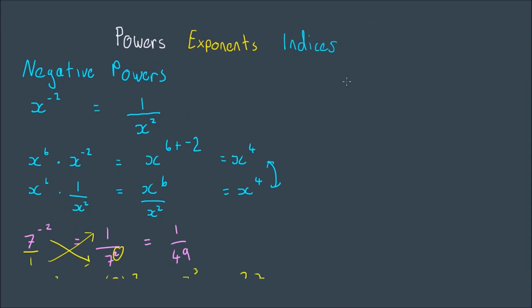Right, here's our rule. X to the power of negative a is just 1 over x to the power of positive a. One more example. X to the power of positive 3, and then the negative 2 means that the y goes on the bottom.